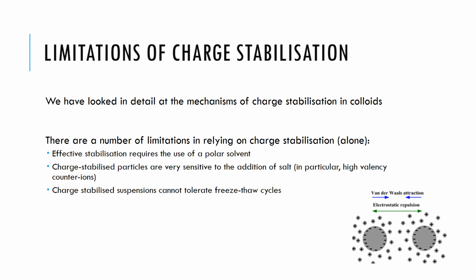So have a look at the 2 particles that I show you at the bottom right of the screen there. They're 2 negatively charged particles, and we know that they are not going to want to come into contact with each other because of electrostatic repulsion. So we can stop aggregation of particles through manipulating charge. But there are some limitations in relying on charge stabilization alone, and they are as follows.